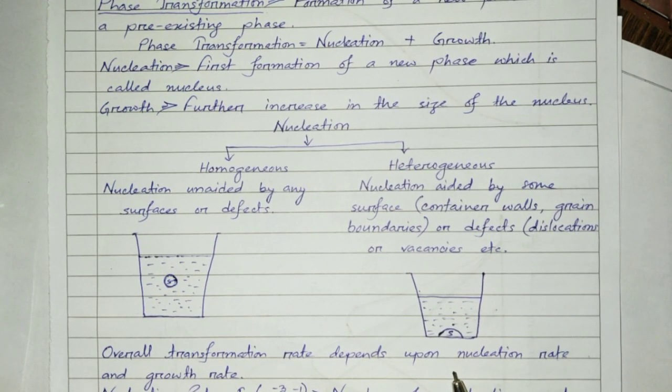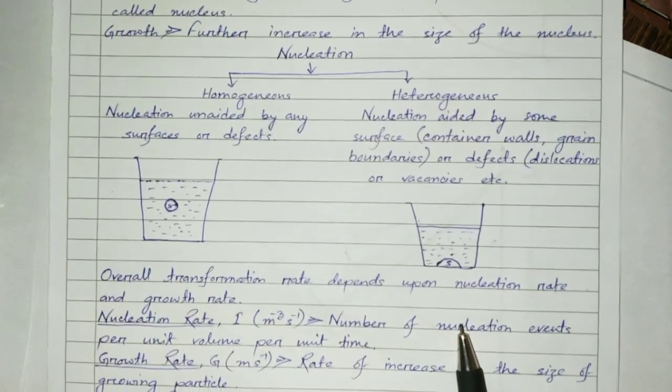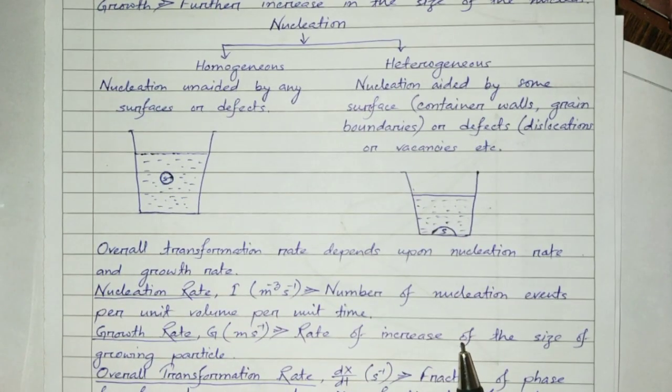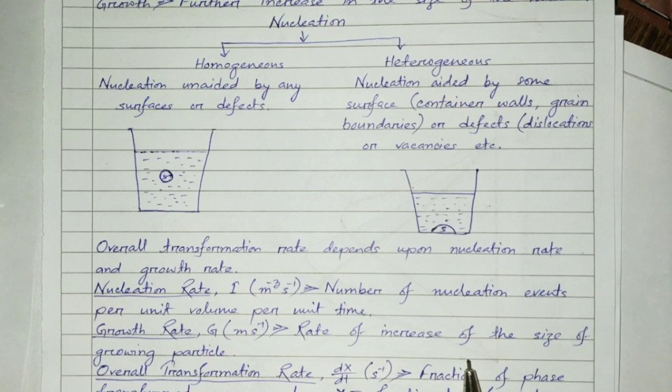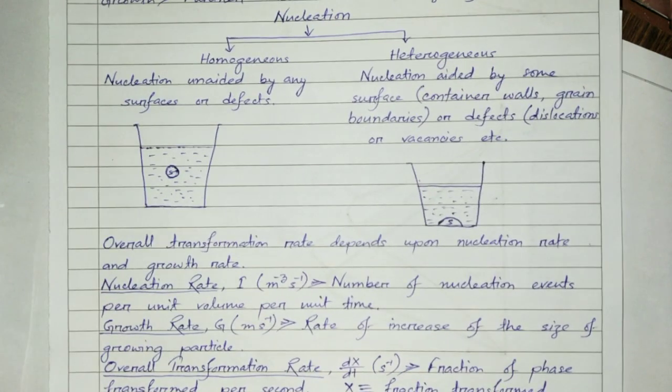Now, the overall transformation rate completely depends upon the nucleation rate and the growth rate. Nucleation rate is the number of nuclei that can be formed per unit volume per unit time, and the growth rate is the rate of increase of size of the nucleus per unit time. The overall transformation is the fraction of the phase that has transformed per second.